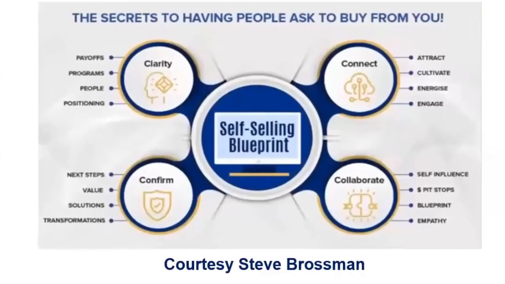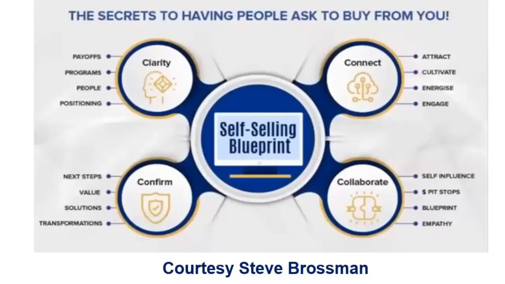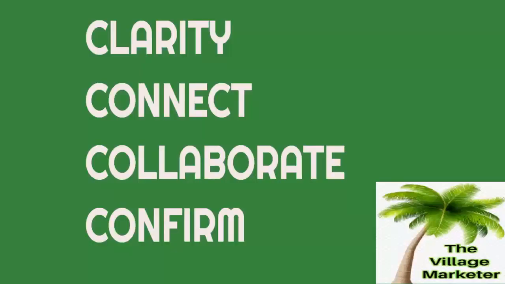I'm sharing, for example, the self-selling blueprint I learned some time ago from a fellow Aussie mate of mine by the name of Steve Brosman. Now, obviously, I don't claim any authorship of this blueprint outline, as the concept is from Steve. But you can and you should use the 4-part outline as the basis of your own buyer's journey blueprint. And you can see on the screen there, clarity, connect, collaborate, and confirm. And I want to expand on these just a little bit to make sure it's clear for you. So the 4 blueprint steps again are clarity, connect, collaborate, and confirm.